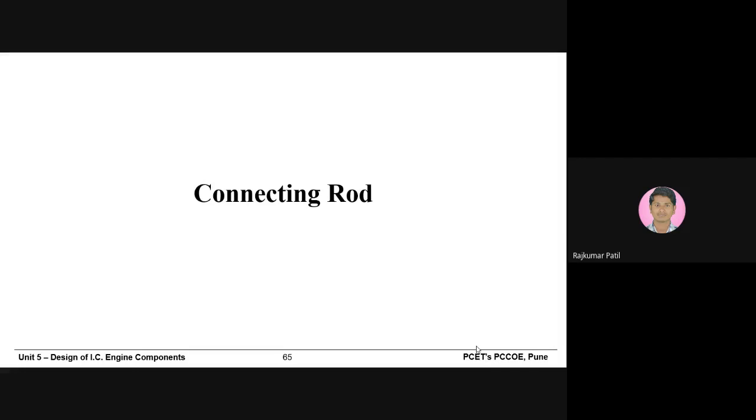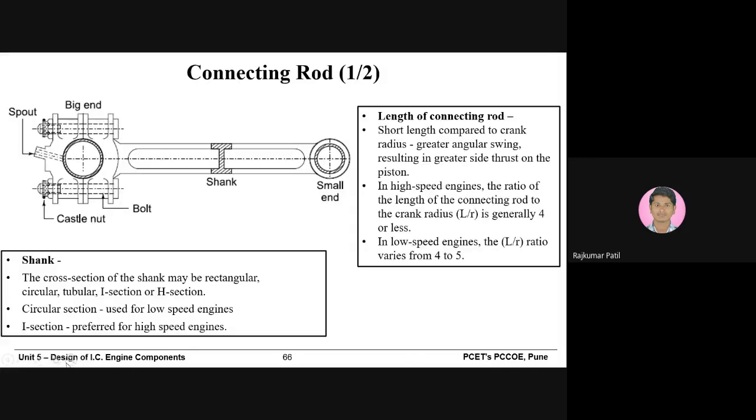Today we'll start with the connecting rod. In the figure, you can see a typical connecting rod. It has two ends. One is the small end, which connects to the piston pin, and the other is the big end, which is connected to the crankshaft.